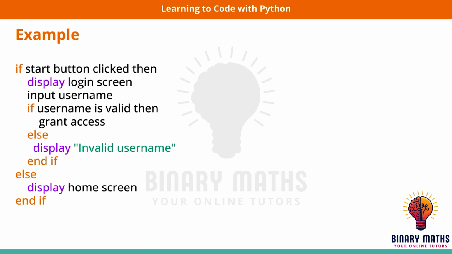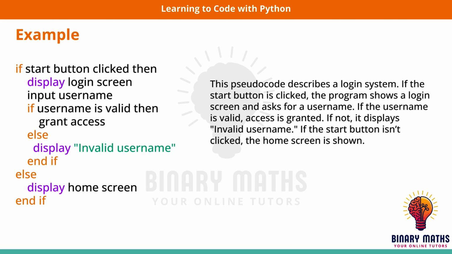This is a great example of how pseudocode helps you plan out the steps your program needs to take. You can see how the conditions and actions fit together, even though it's not real code. You can see on your screen a summary of what this example pseudocode does. If you missed any of the explanation, consider pausing the video just to have a reread of what this pseudocode is actually doing.